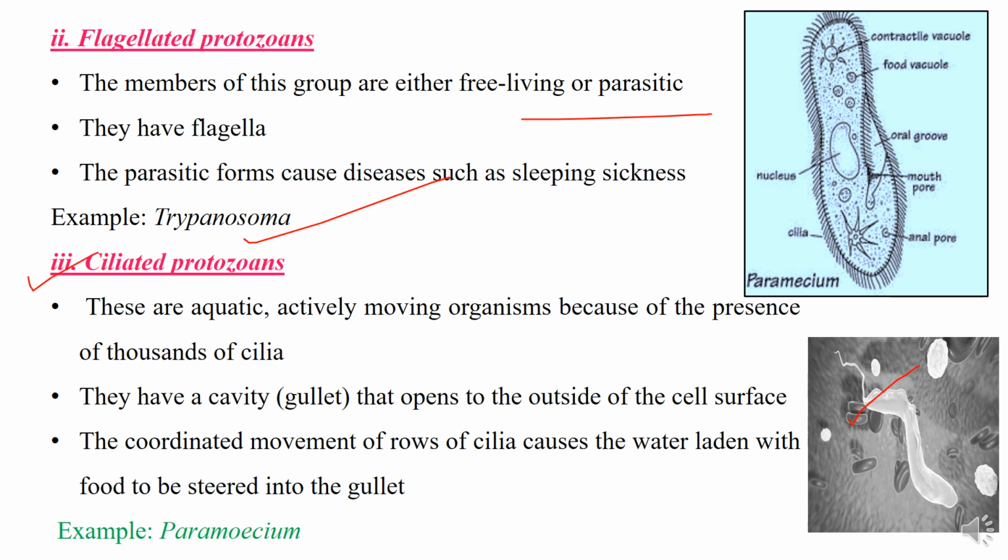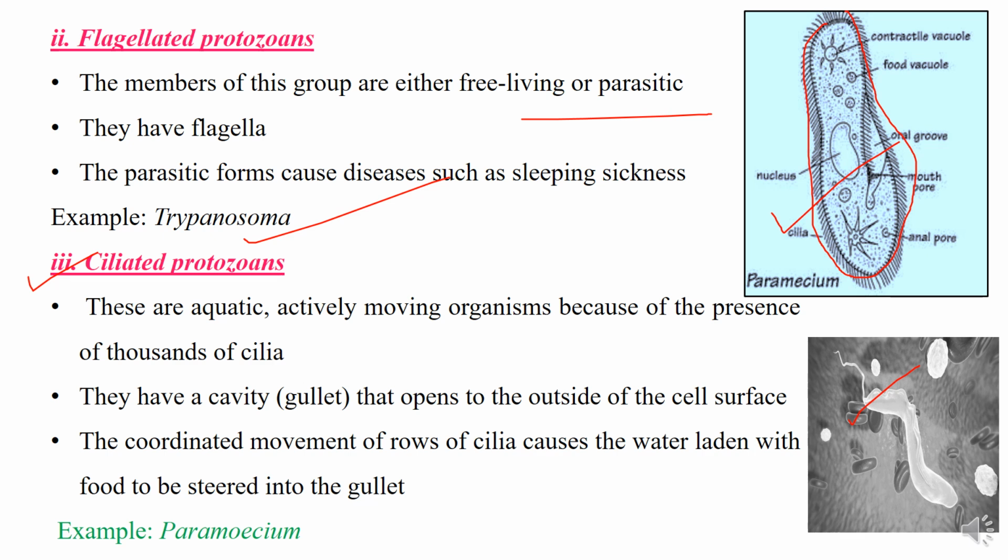Then the third one is the ciliated protozoans. Amoeboid protozoans do not have any flagella-like structure. Second one is the flagellated protozoans. Now the third one is the ciliated protozoans. Ciliated means they have cilia, short hair-like structures throughout their body. Here you can see the Paramecium, which has cilia throughout its body. That's why we call it a ciliated protozoan.